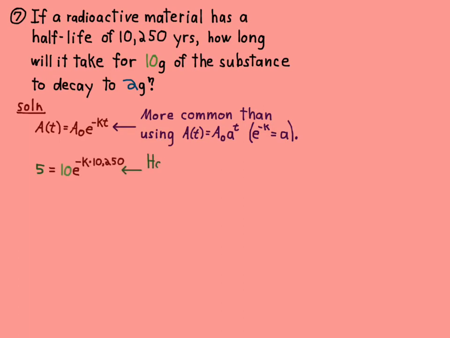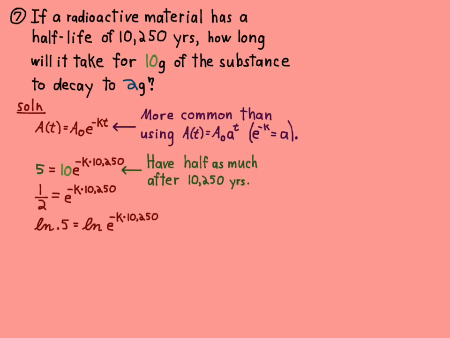So I put in my numbers. I started with 10. In a half-life, I end up with 5. So 5 equals 10 e to the minus k times 10,250, since you get half as much in 10,250 years. This is just to figure out what k is. That gives me that 1/2 equals e to the minus k times 10,250.